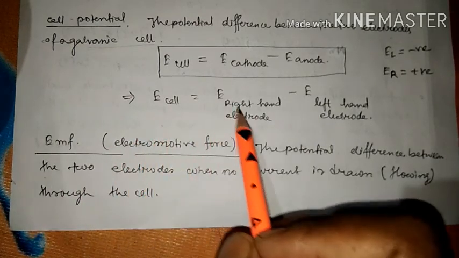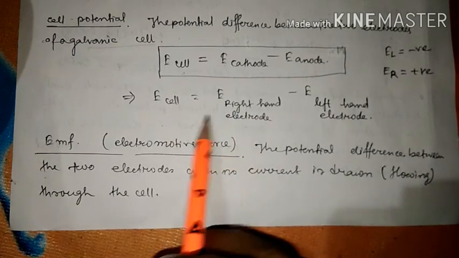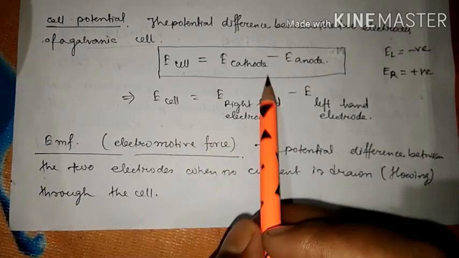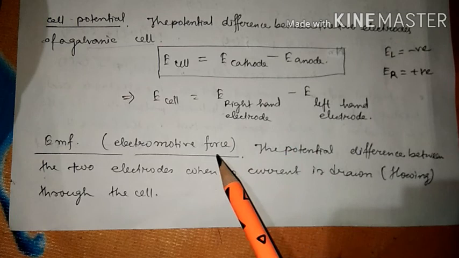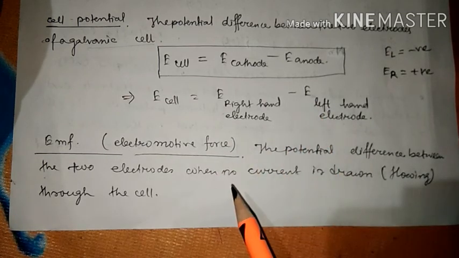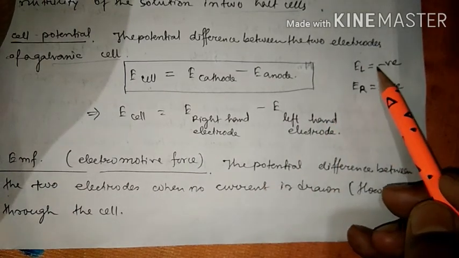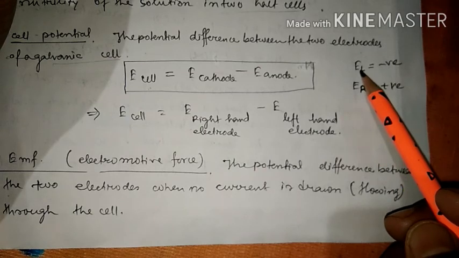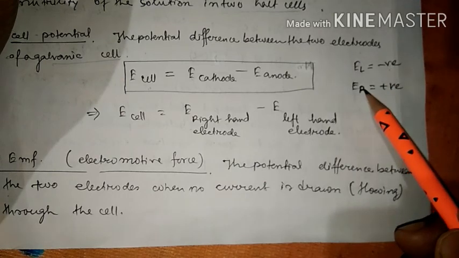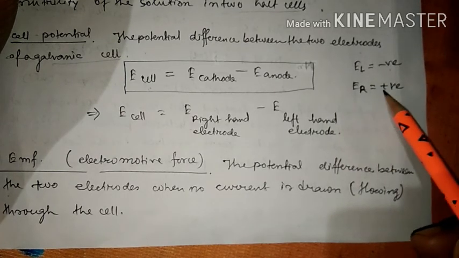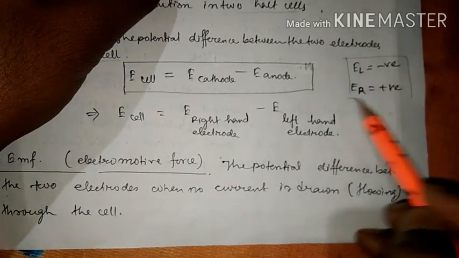Now, E cell equals E right hand electrode, that means where the cathode electrode is, the right hand electrode. In some cases ER is written, and E anode means the left hand electrode, which is EL. In some cases E left is written EL. Now remember one thing: it is experimentally found that EL is always negative. That means the potential of the anode is always negative, and the potential of the cathode, that means the right hand electrode, is always positive. Remember this one. It will help in the numerical part.